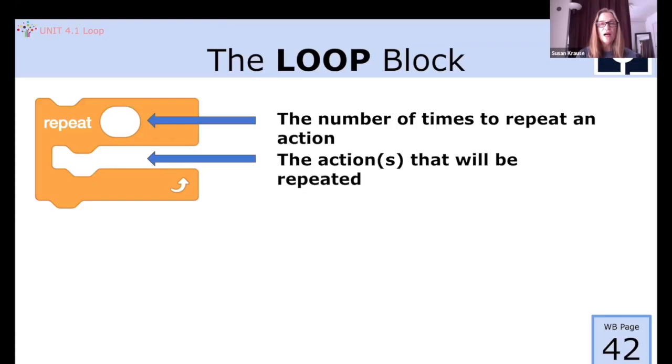The repeat loop block has 2 parts, the white circle, or the dinosaur's eye, and the middle part, the dinosaur's mouth. In the middle part, the mouth, you add the action blocks that will be repeated. Remember, this can be either one block or a sequence of blocks. In the circle, the eye, you type in how many times the action blocks should be repeated.